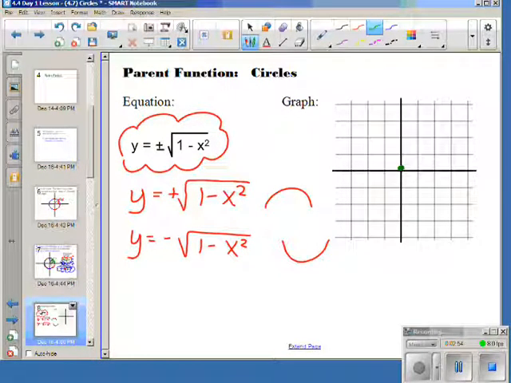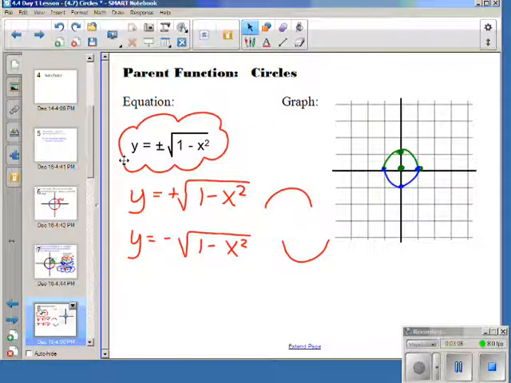All right, so when we go to graph it, you start at 0, 0. We have a radius of 1. That's the top half. And then the bottom half would look like this. So our parent function is really two separate functions. We have a full circle, but to get that first full circle, we need two semicircles.